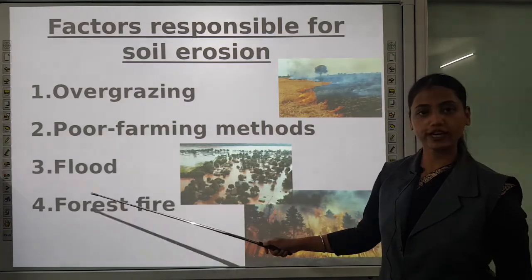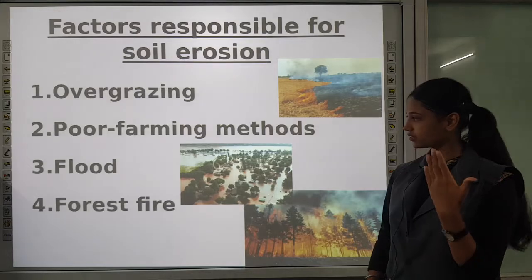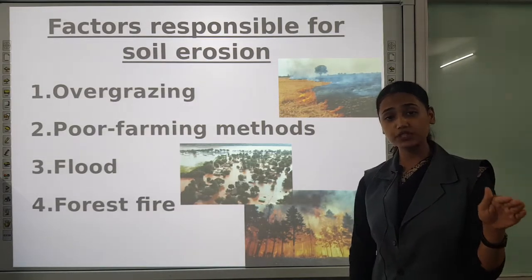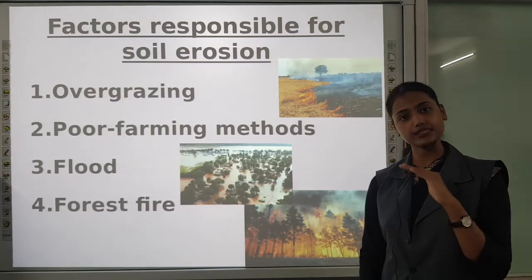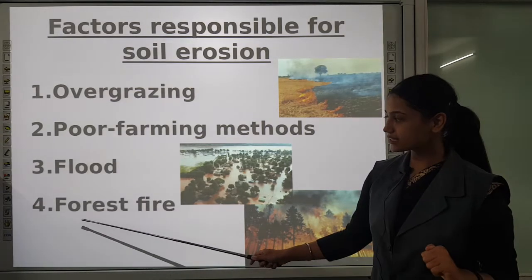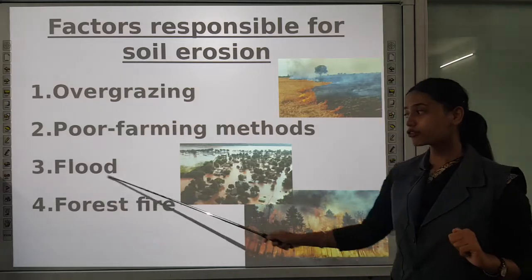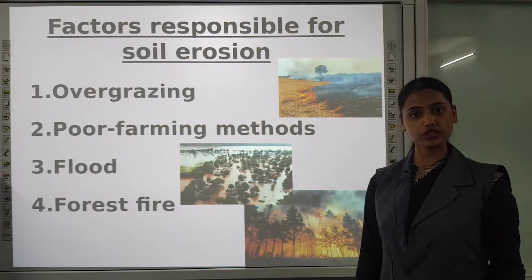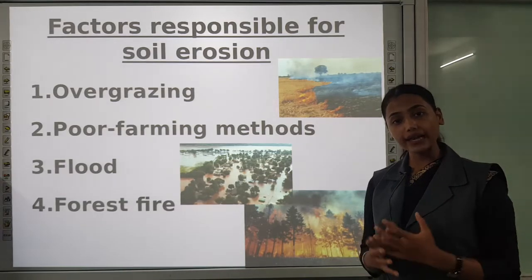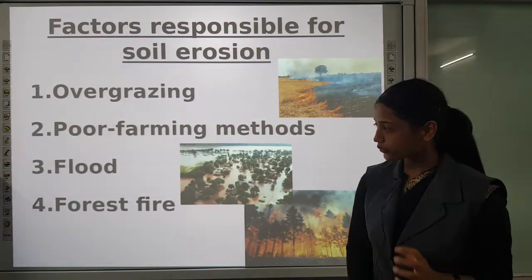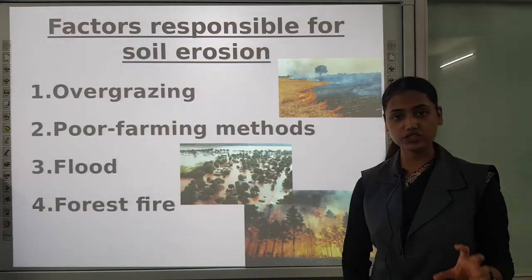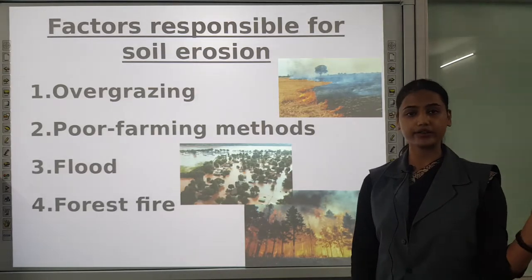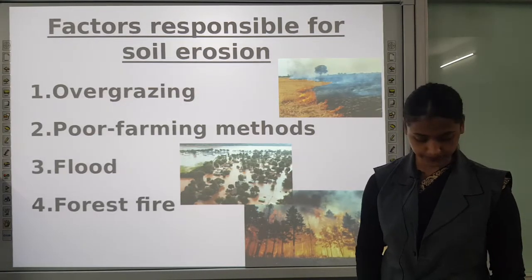The next is flood. During flood, because of the flow of water, the topsoil which comes in contact with that flow of water gets eroded away. The next is forest fire. How is forest fire responsible for soil erosion? Because it destroys our vegetation, which ultimately binds the soil particles. If during forest fire vegetation is destroyed, then the soil particles will easily be carried away with wind or water.